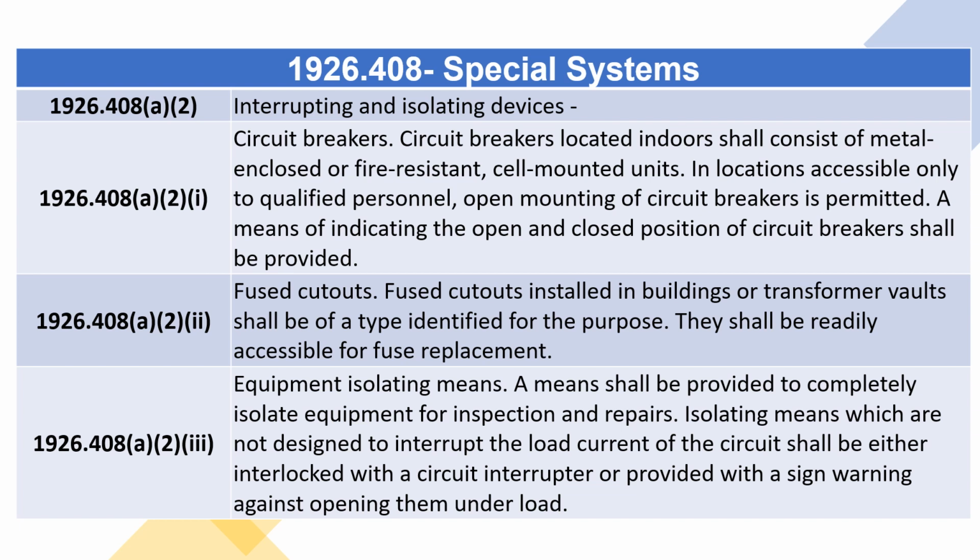1926.408, A2, 3, Equipment isolating means. A means shall be provided to completely isolate equipment for inspection and repairs. Isolating means which are not designed to interrupt the load current of the circuit shall be either interlocked with a circuit interrupter or provided with a sign warning against opening them under load.